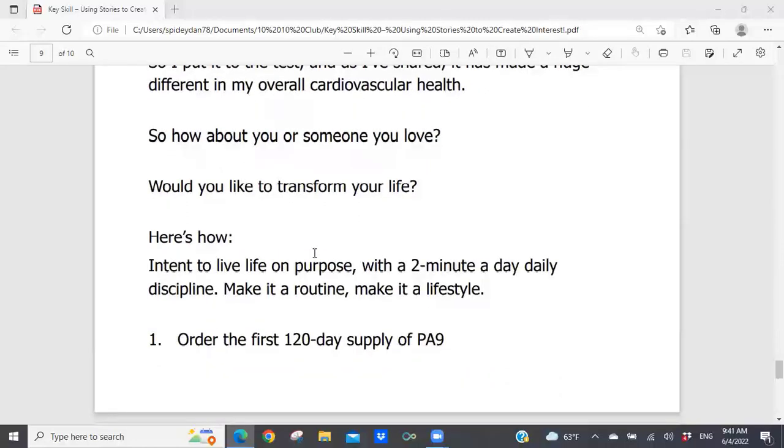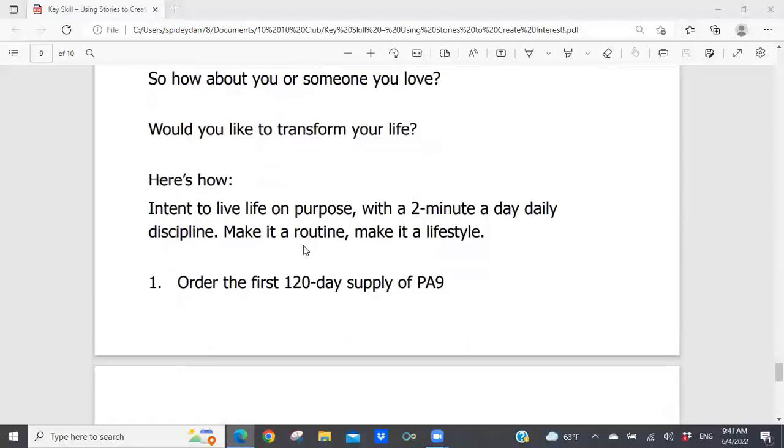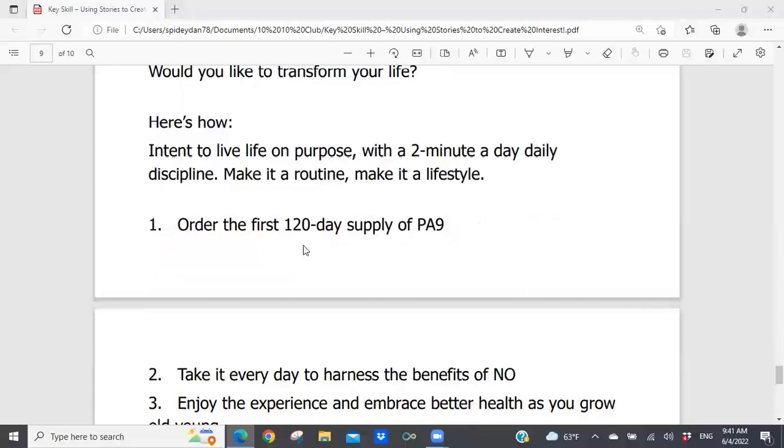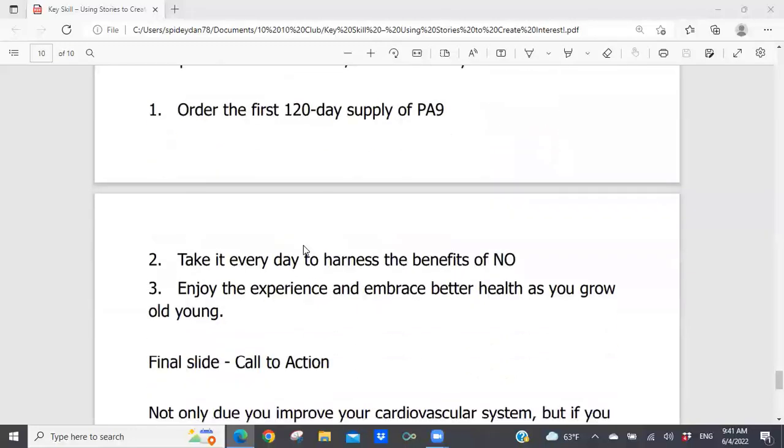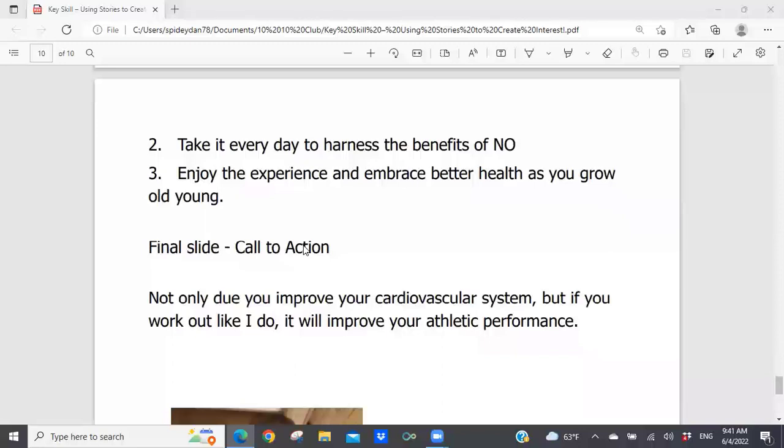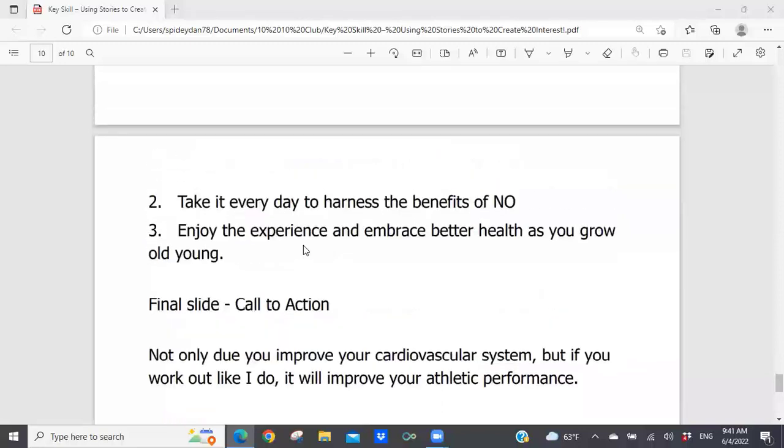Here's how. And then again, he gives people the way for them to implement their 2-minute daily discipline. Order your first 120-day supply. Take it every day to harness the benefits of nitric oxide. Enjoy the experience and embrace better health as you grow old young. And then he's got his call to action, which will give information on how people can order the product or call him directly. And then his closing line, again, because he's outside of the gym.